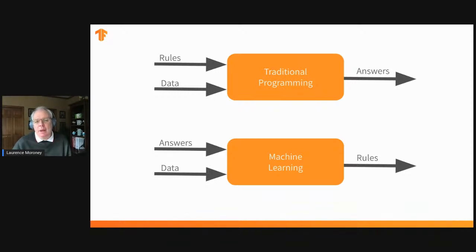And you might think, okay, what's the point of this? Why is this so powerful? How do I put answers and data in and get rules out? I don't understand, and I don't blame you. And so let me explain this with an example.